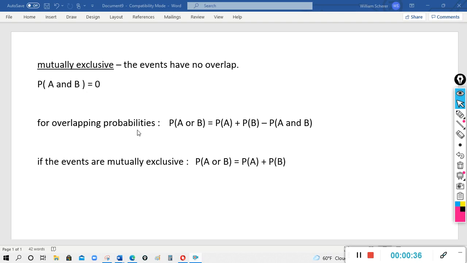So for overlapping probabilities, the formula for the probability of A or B equals the probability of A plus the probability of B minus the probability of A and B. When they overlap, you have to subtract the overlapping part. And if the events are mutually exclusive, the overlapping part is 0. So the probability of A or B is just the probability of A plus the probability of B.